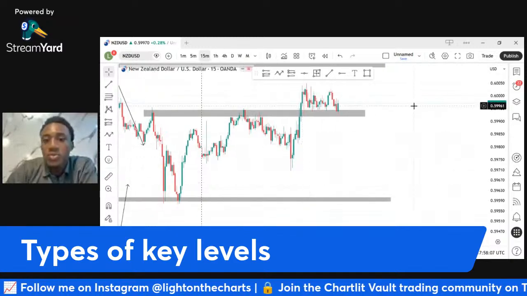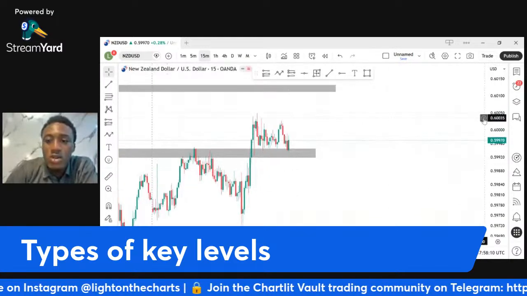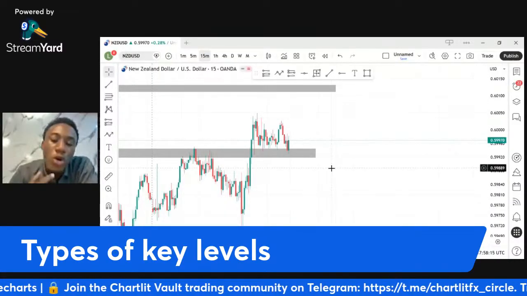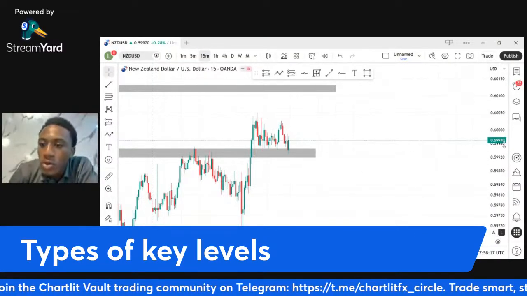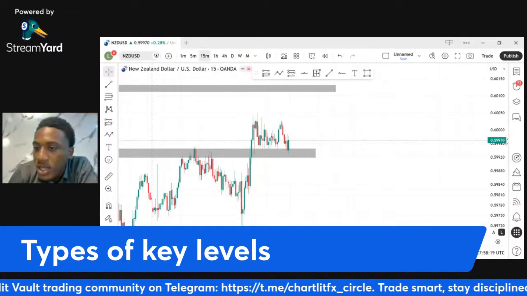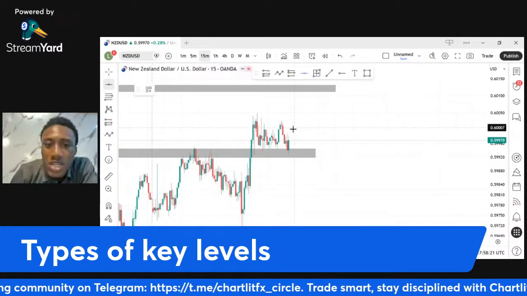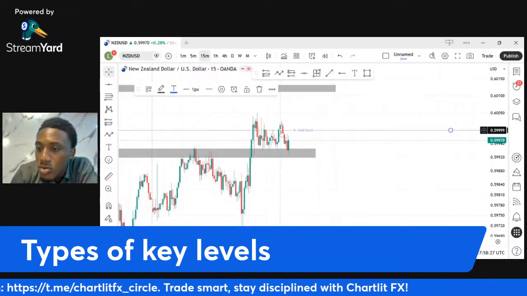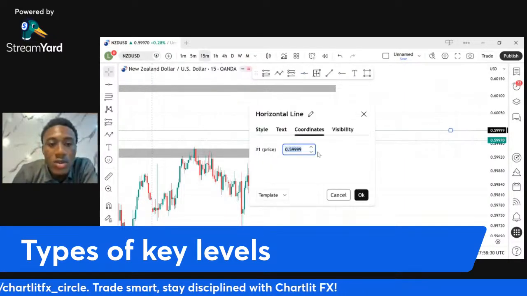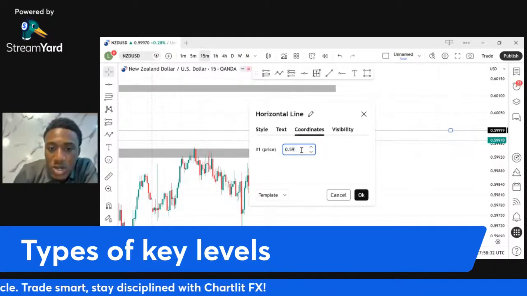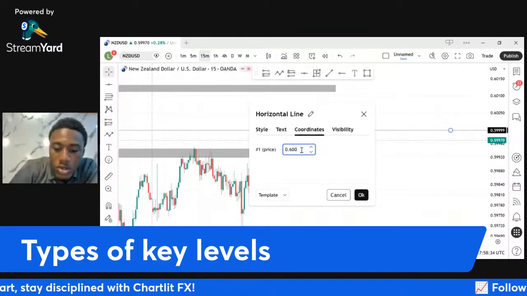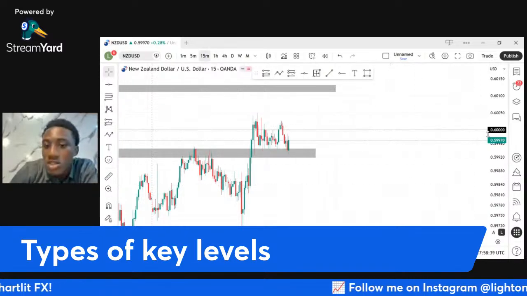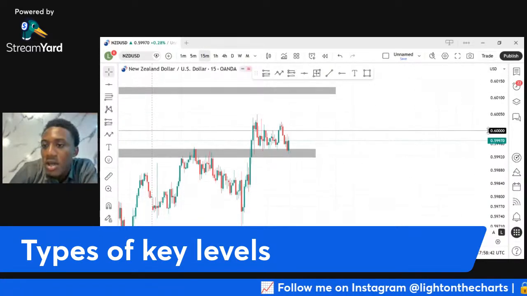So if I want to plot the psychological level, how do I plot it? I plot psychological levels relevant to the current market price. Currently we are at 0.59970. The next round number will be 0.60000. You can see it. This is the next psychological level, and then the next psychological level we're going to be looking at.